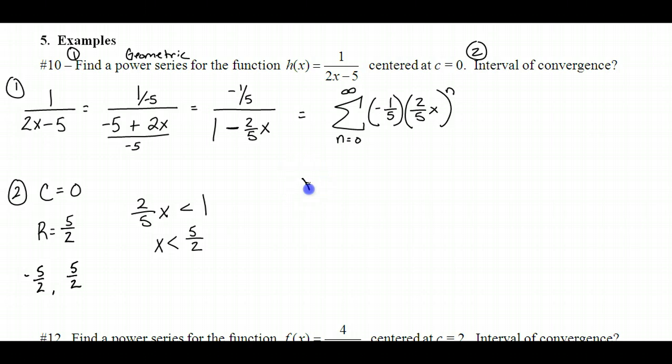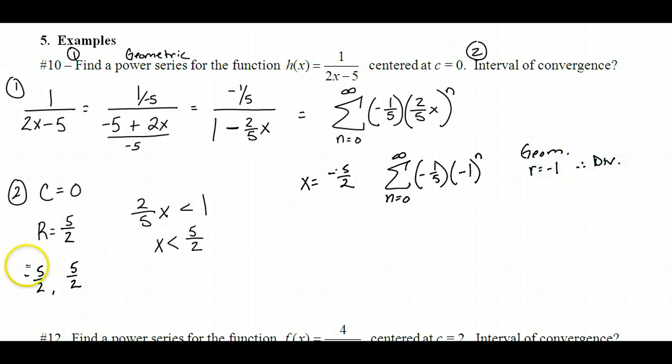And yes, we get to test everything. So x is equal to negative 5/2. Plug it into your geometric power series. So I have negative 1/5. If I plug in negative 5/2 for x, that's obviously going to give me negative 1 to the power of n. And like I said in the last example, that common ratio, once you plug things in, should always be 1 or negative 1. So here we say this is geometric. Common ratio is equal to negative 1. Therefore, diverges. And they better diverge.